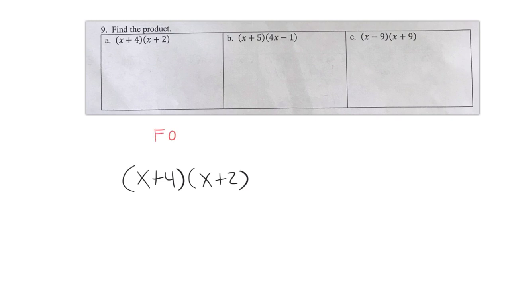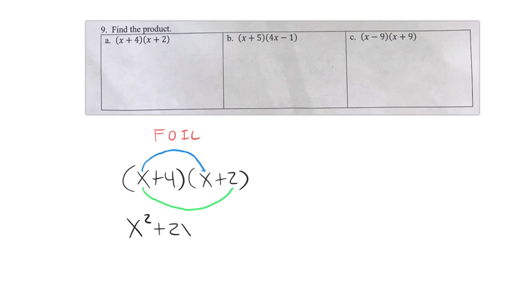Now, FOIL is an acronym that stands for first, outer, inner, and last. Now, the F, once again, stands for first. So what you're doing there is you're going to multiply the first thing in the first parentheses times the first thing in the second parentheses. And x times x is x squared. The O in FOIL stands for outside, which means you're going to multiply the 2 outside terms that are all the way on the outside. And that's going to be a positive 2x.